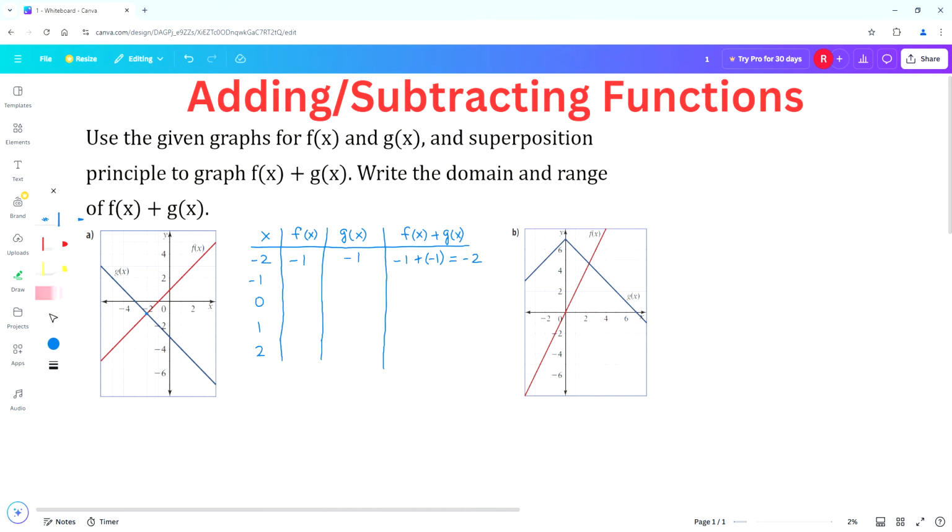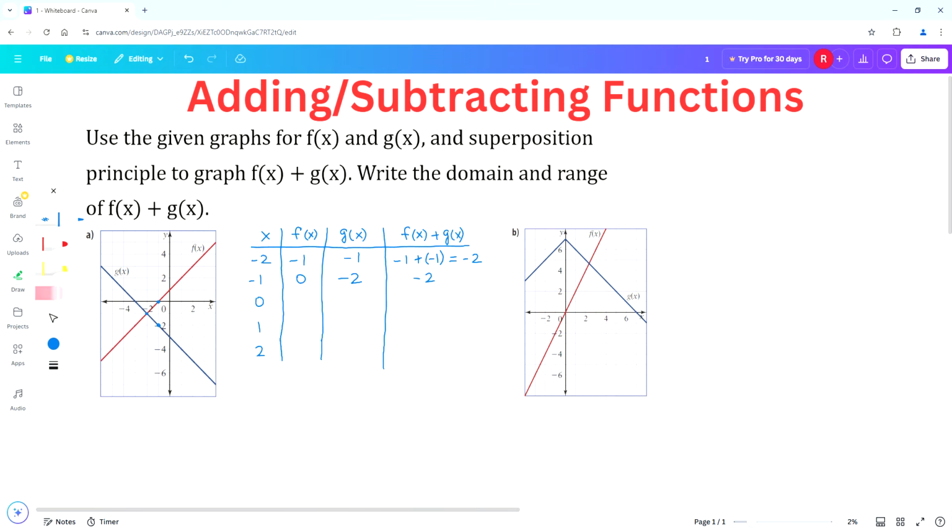The next x value is -1. At x equals -1, f(x) is equal to 0. It's this point, the x-intercept. At x equals -1, g(x) is equal to -2. It's this point here. So at x equals -1, f(x) + g(x) is equal to 0 plus -2, which is equal to -2.